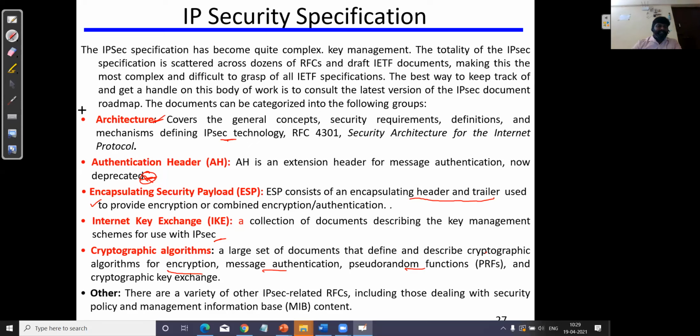And also in the others, right, there is some other information related to the security policy as well as the management information base, right? How the information is to be stored in the database, the different policies and procedures. Whatever points I explained, the architecture, authentication header, encapsulating security payload, internet key exchange, and then cryptographic algorithm, all these points are part of the IP security document overview we studied in the second slide of IP security.